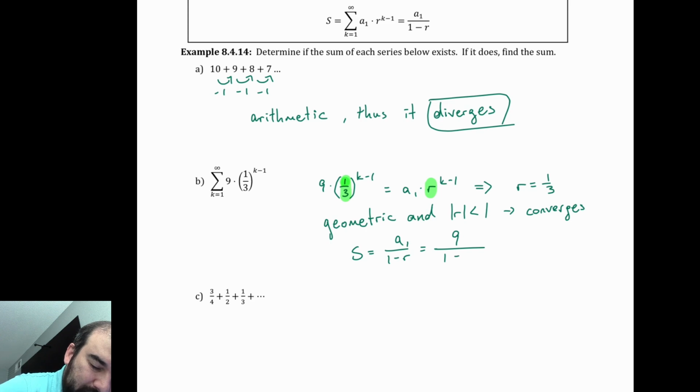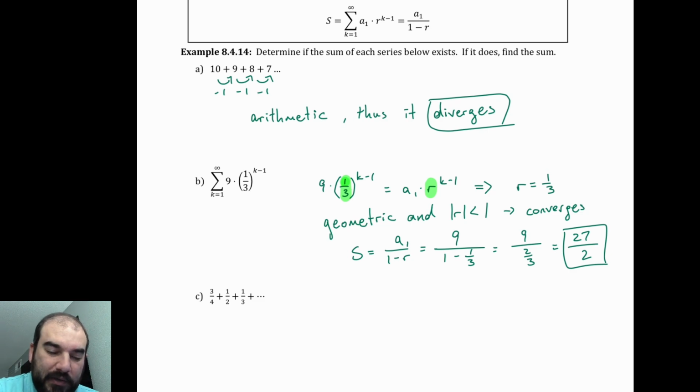And then 1 minus r is 1 minus 1/3. So simplifying that, we get 9 over 2/3, and then we flip and multiply. 9 times 3 is 27 over 2 is what we get for that sum. So if I were to list all of the terms out and add them together, that sum would approach 27 over 2.